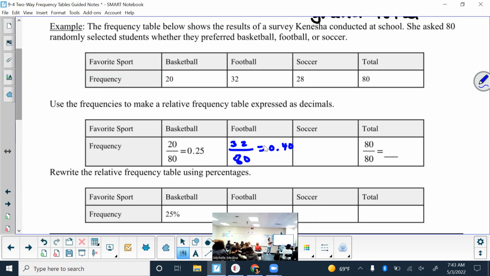What about for soccer? How many people chose soccer? And then divided by what? And what's that decimal? 0.35. The others they already filled in, so like basketball is 0.25. For the total, 80 divided by 80, what's that?